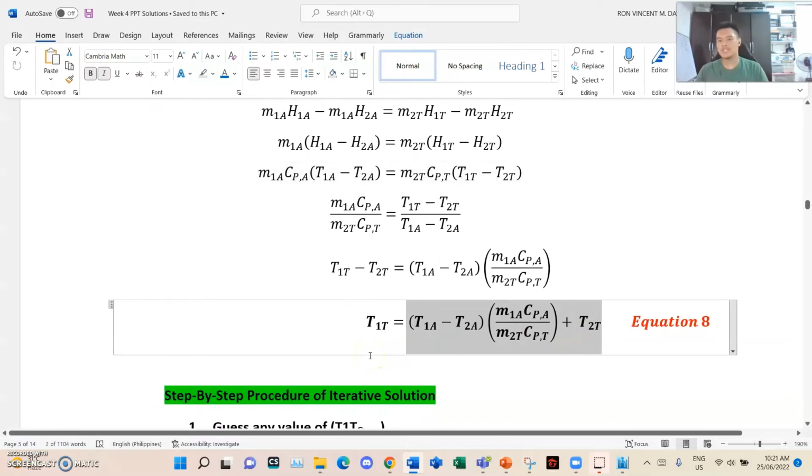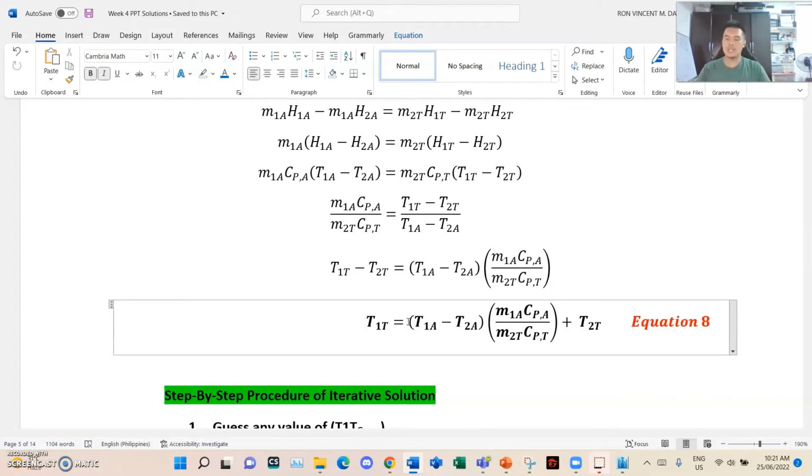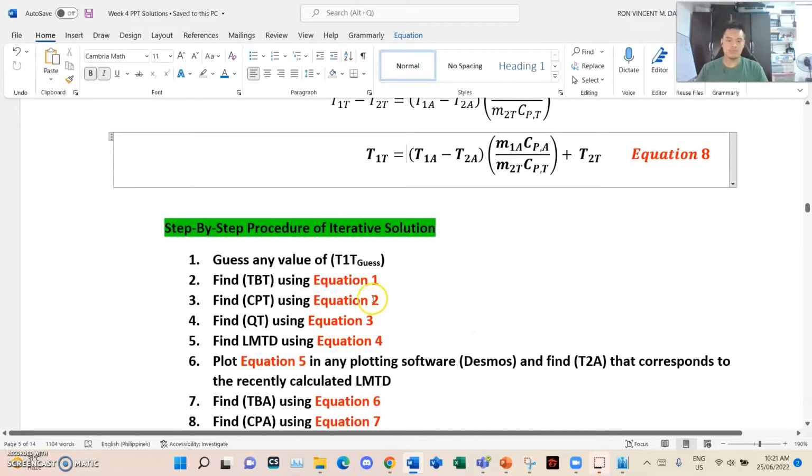Now, the reason why it's iterative, because we guess the first value of T1T, then undergo the following procedure until we get to a new calculated value of T1T, and then equate that new value back to the original value and repeat the process again until we create a convergence of values. So this is the step-by-step procedure.